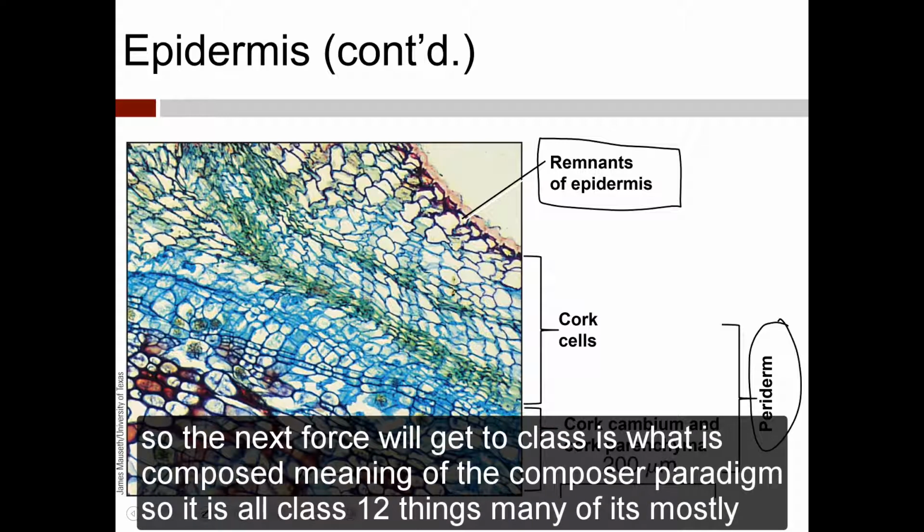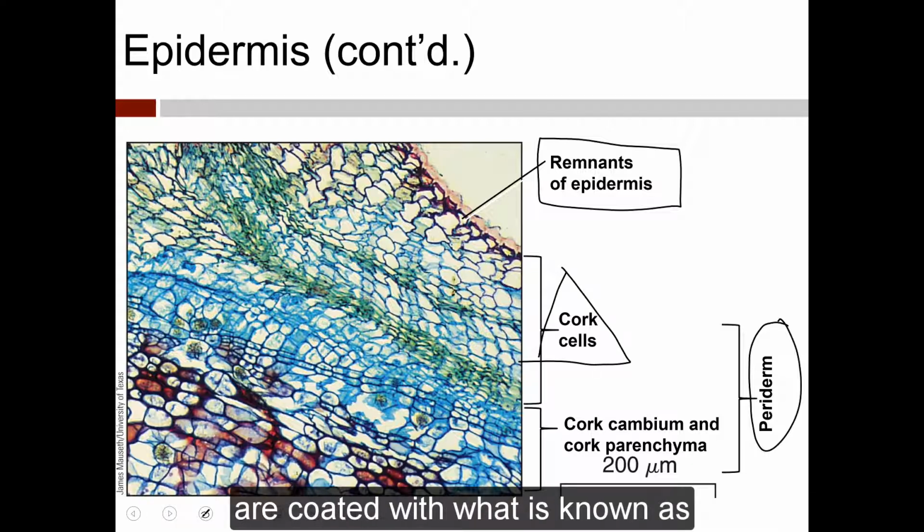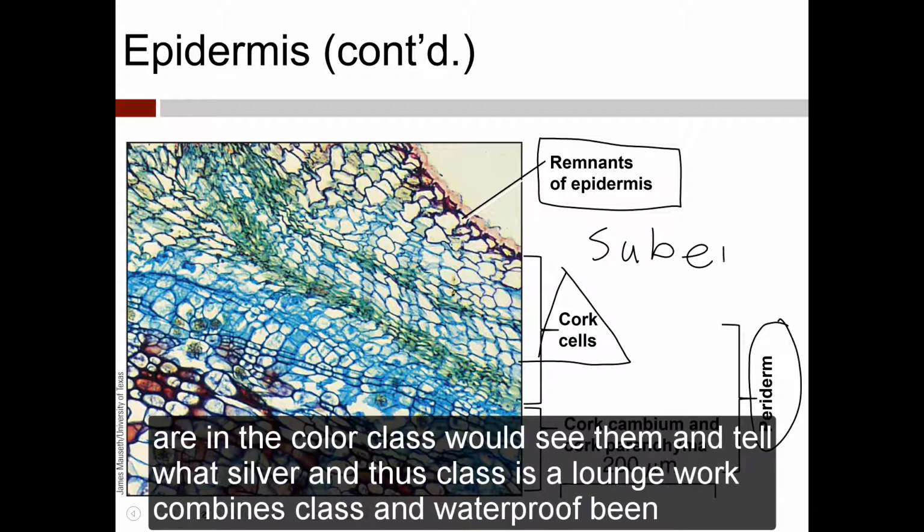So the next portion we'll get to, class, is what composes the periderm. It's composed of two things, meaning it's mostly cork cells and cork parenchyma. Those cork cells, as you see here, are coated with what is known as suberin. That's suberin. I'll write it down for you. Suberin. What suberin does, class, is provide a waterproof barrier.